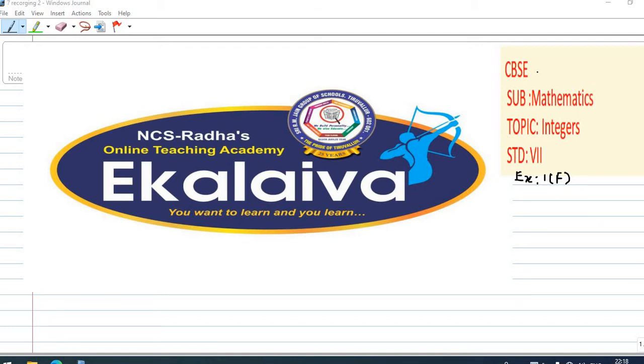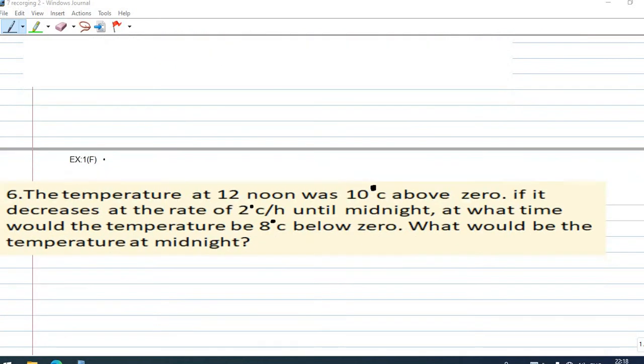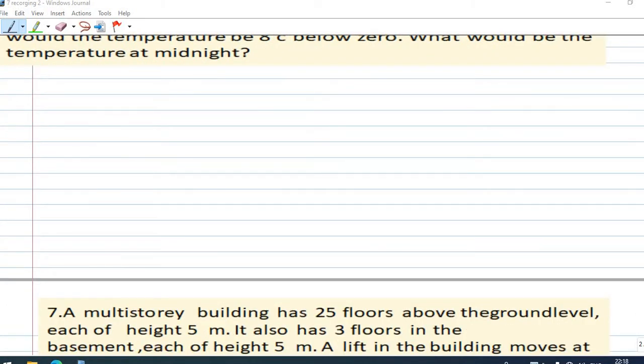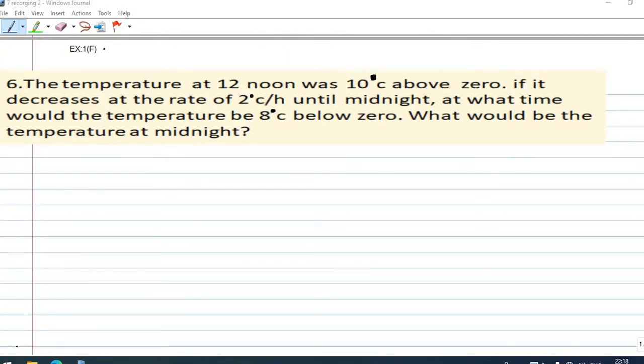Now I am going to discuss exercise 1F, 6th sum. Listen, children. The temperature at noon was 10 degrees Celsius above 0. Got it? At 12 noon, 10 degrees Celsius above 0.